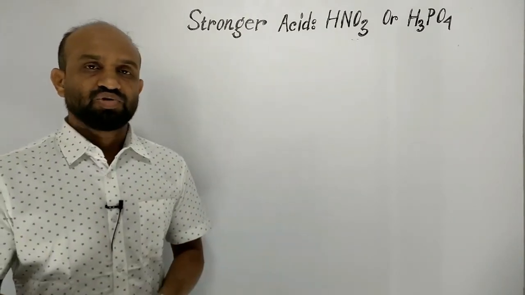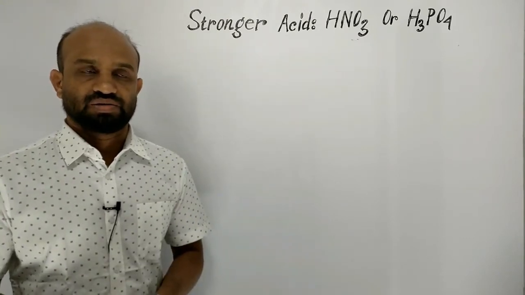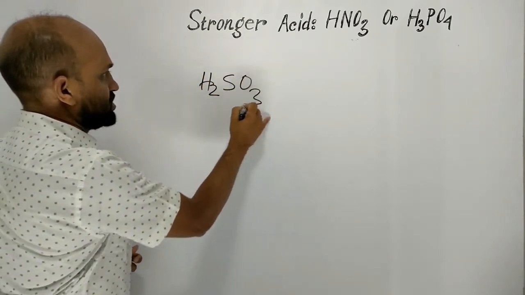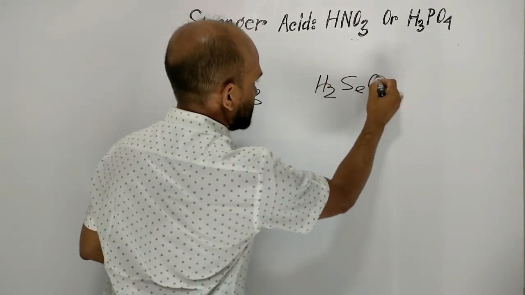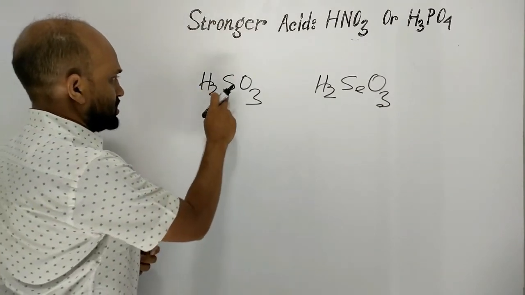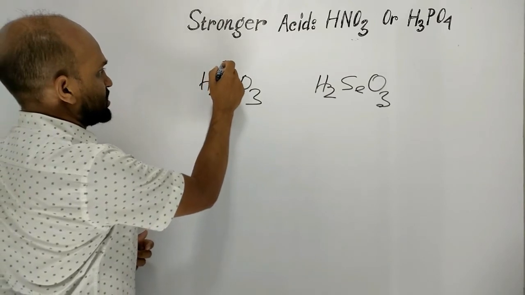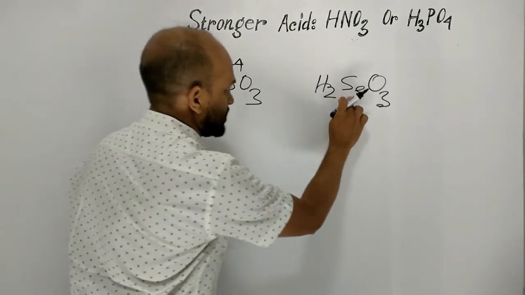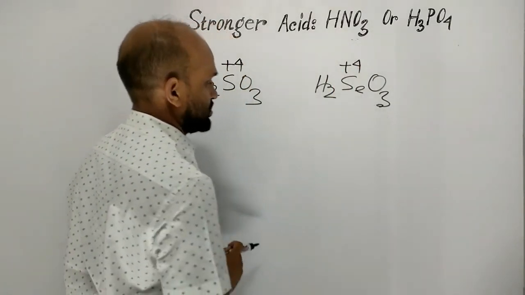Now, sulfurous acid and selenious acid. Let's write the acids. H2SO3 and H2SeO3. In sulfurous acid, the oxidation number of sulfur is +4. Here the oxidation number of selenium is +4.